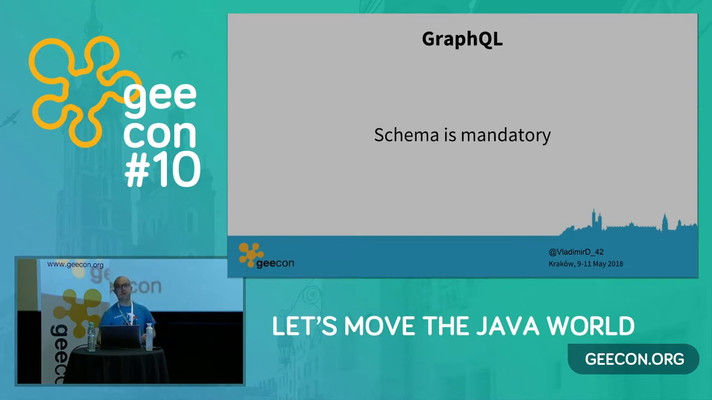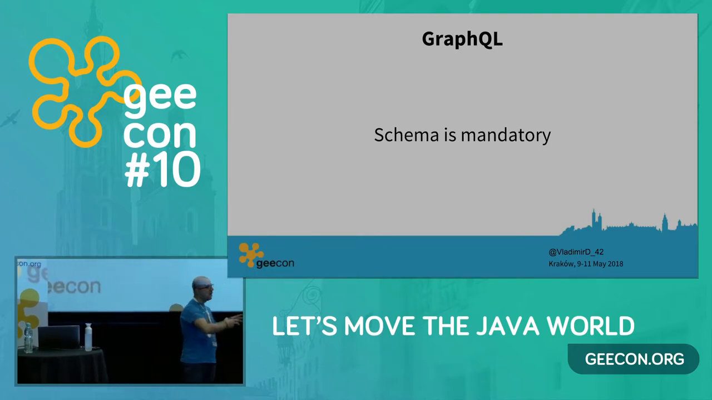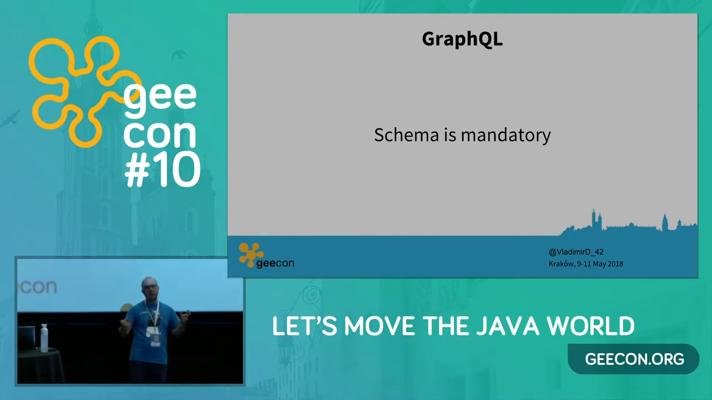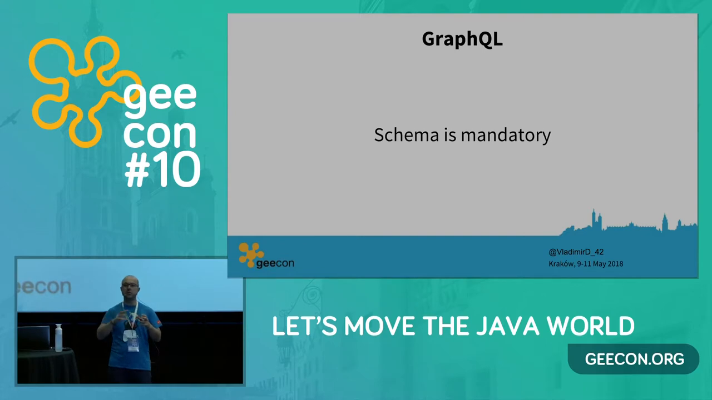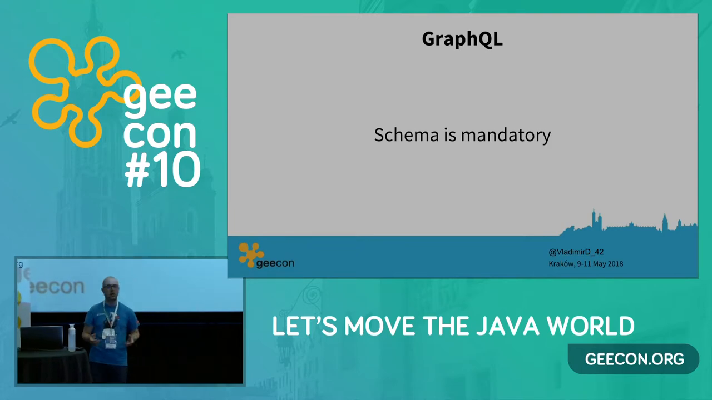And this is the big difference to GraphQL, because with GraphQL, schema is mandatory. You must have it. So you can, again, do two things. You can do like I did, basically create the schema and then create the code which is going to be wired to the schema. Or you can basically create the code and then generate the schema from the code. But either way, you must have schema or it will not work.